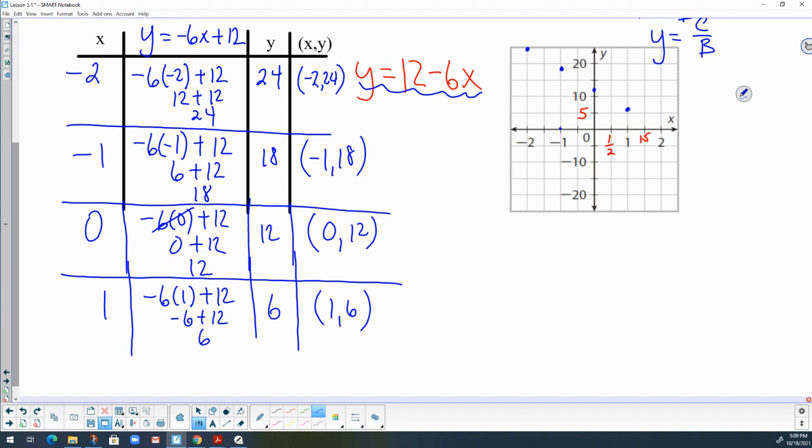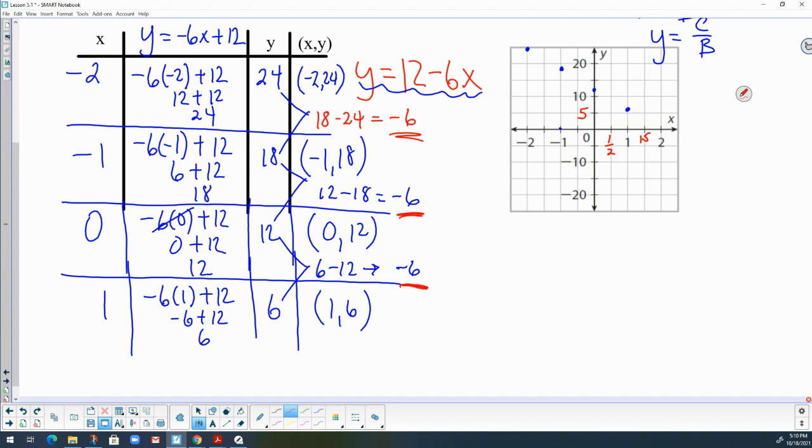What I want to show you here is I want you to look at the change. So 6 minus 12, so this is changing by a negative 6. You can see it's getting smaller and smaller. Here, 12 minus 18, so the change is a negative 6 again. So it's a constant change. Same thing with my 24 and my 18. So 18 minus 24, again, this is a negative 6. So it has a constant change of a negative 6.